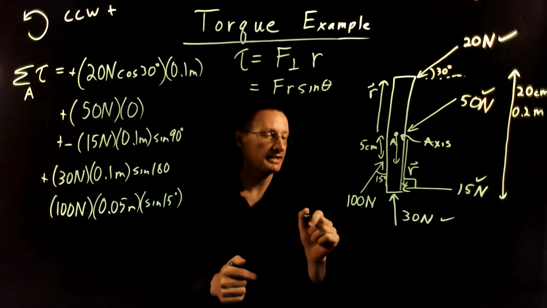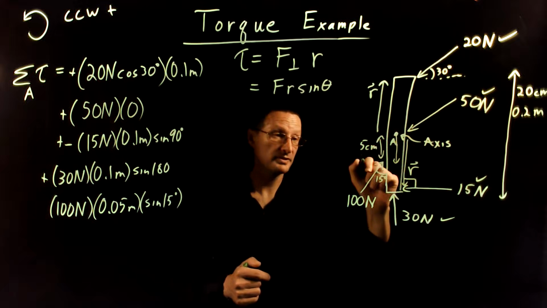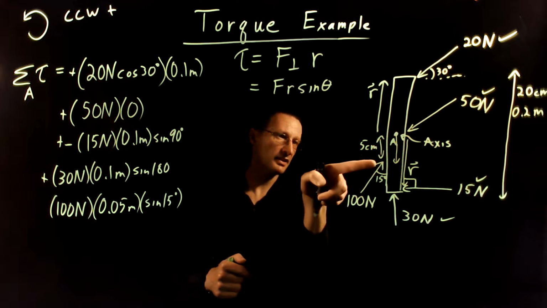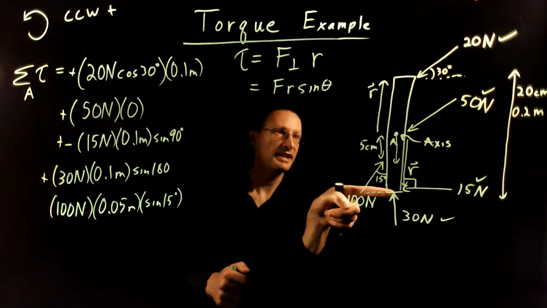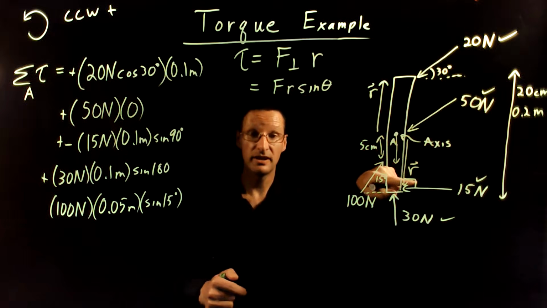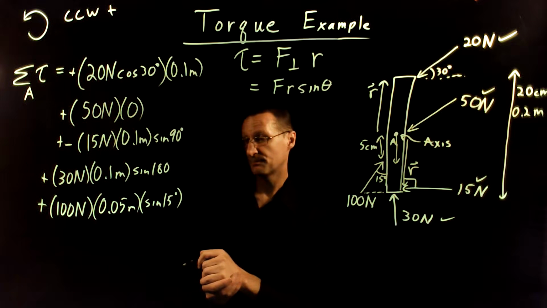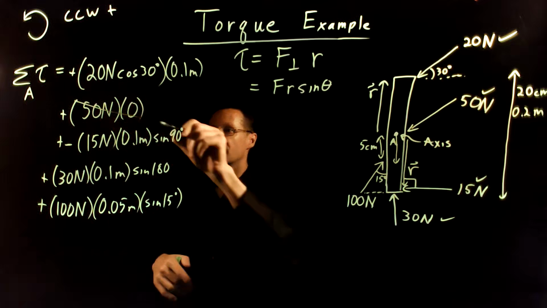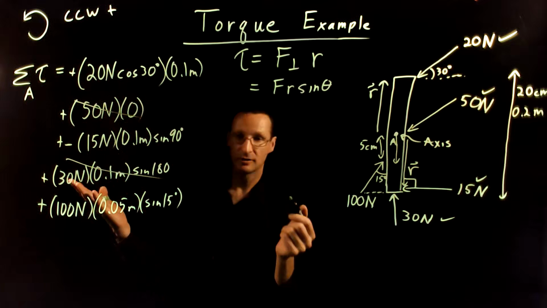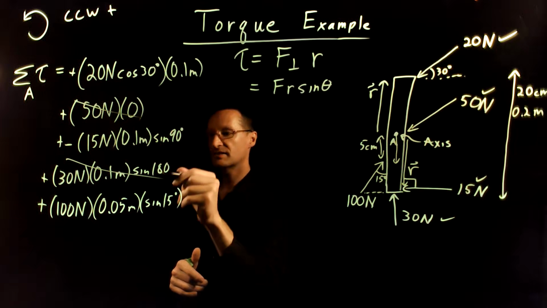And then I need to think about whether this causes a clockwise or counterclockwise rotation. If I think about the perpendicular part of that, that's this way. That's going to cause counterclockwise rotation. So this is going to be a positive torque here. All right. So now I can go ahead and compute these. Of course, this is 0 and this is 0 because if you multiply them, you get 0. So I only have this term and this term.